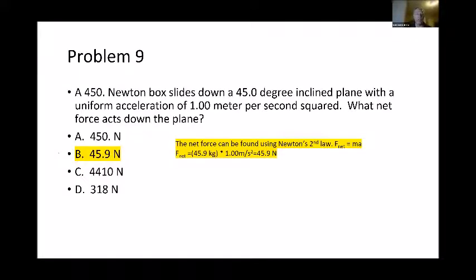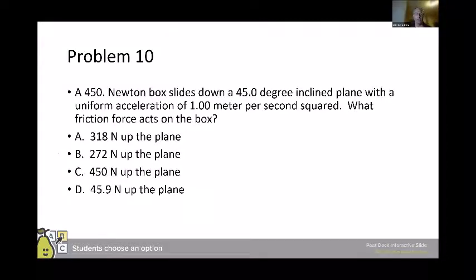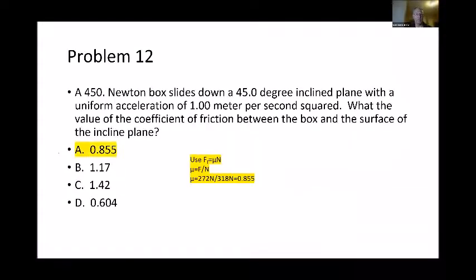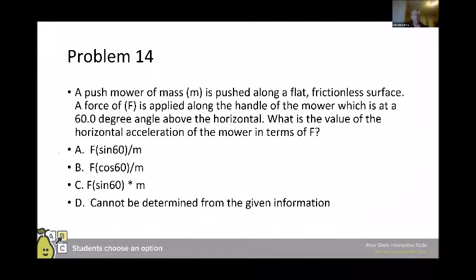Notice I had a mass of 45.9, so I must have been working with 9.8 there. All right, let me skip ahead for just a second, see where we're at on time.